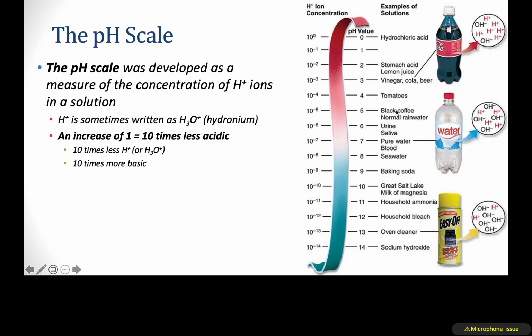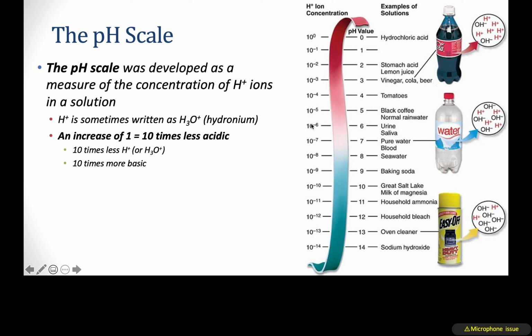Okay, so if I'm going from, and you can pick any jump, from 5 to 6, so going from black coffee to saliva, for example, we could say that saliva is 10 times less acidic than coffee. Or we could say saliva has 10 times less H+ ions, or H3O+, than coffee. Or we could say saliva is 10 times more basic than coffee. Okay? So a couple key things to remember here.